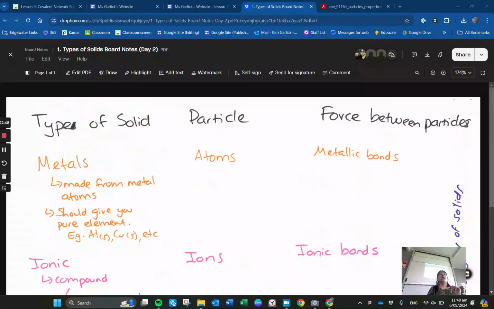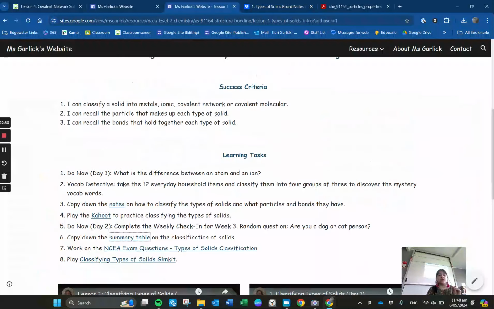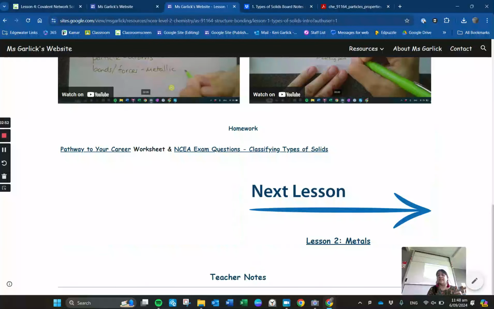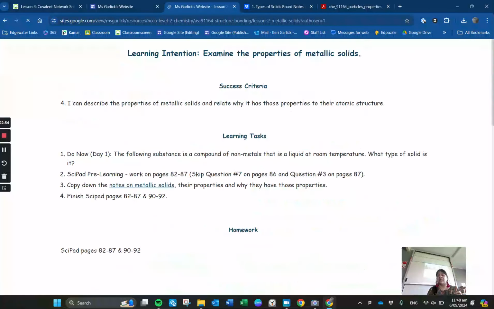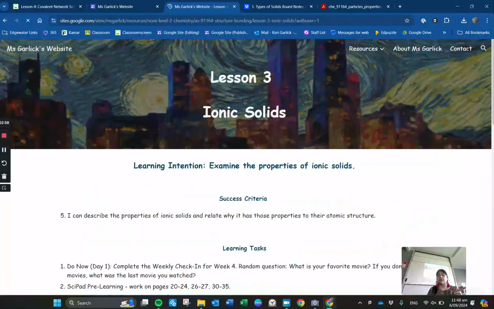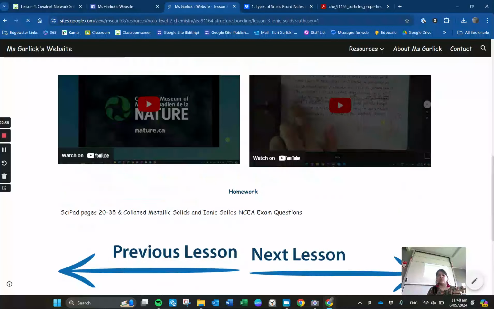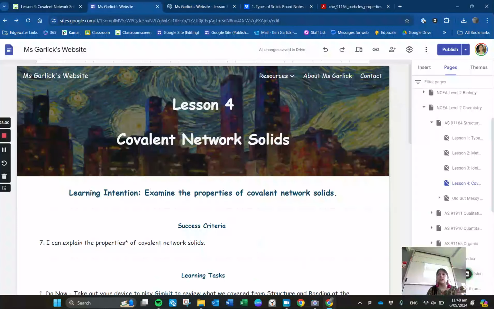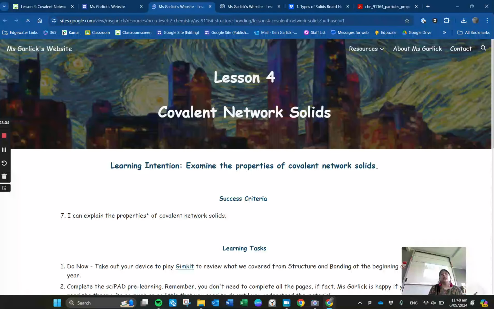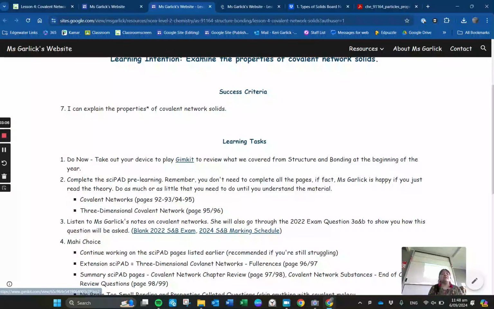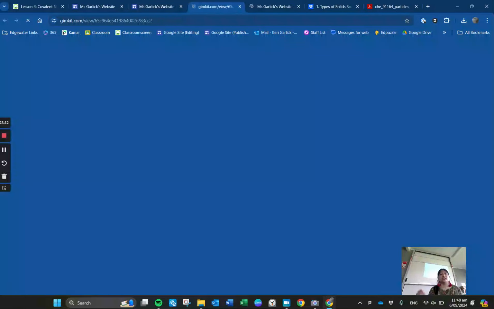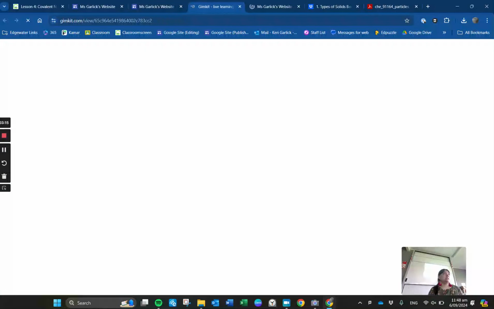If you want practice reviewing that, you can go back to the previous lessons. I did put links onto this lesson. Let me just go back to the number. See, everything's there. For lesson number 4, I have linked the Gimkit that we played previously. It's a good way to make sure you know how to classify, because it's going to have about 50 questions asking you to classify various things.